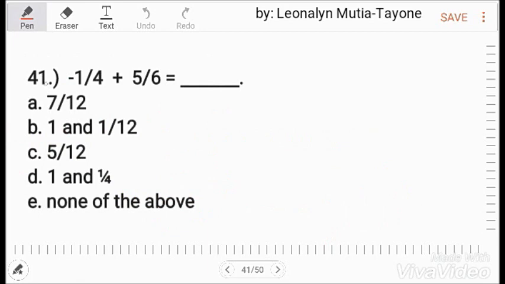Number 41, negative 1/4 plus 5/6. Ang una natin gawin ay kuhanan natin ang least common denominator, which is 24. So, 24 divided by 4 equals 6.